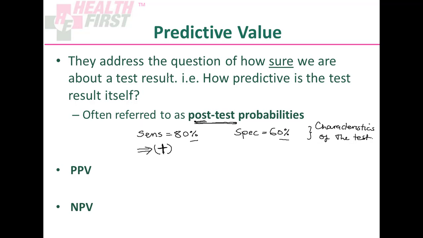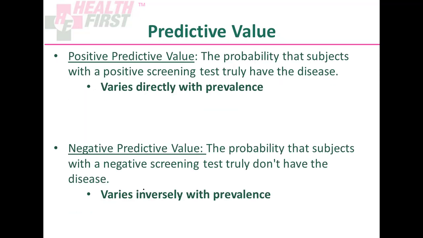So that is what predictive values are. They address the question of how sure we are about a test result. That is, how predictive of reality is the test result itself. There are two types of predictive values. We have a positive predictive value if the test result is positive, and a negative predictive value for a negative test result, right?